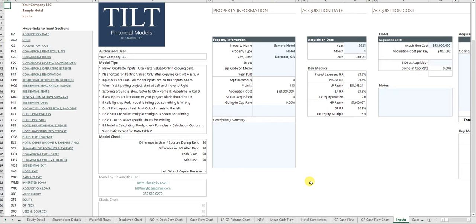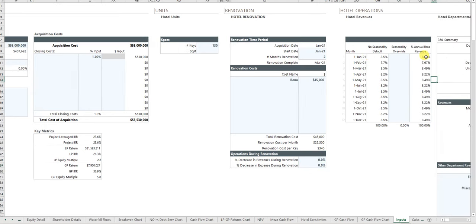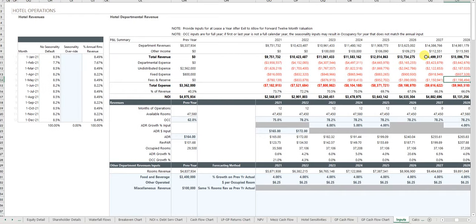All of the inputs are on one page, all of the inputs are categorized, and all of the categories are hyperlinked here in the table of contents for the sheet. And so you can enter in the property information, the year of the acquisition cost, how many keys. If you want a renovation, you can tell the model when the renovation starts, how long it lasts, how much it costs, and you can even tell the model the impact on operations. How much does it decrease your revenues during the renovation period, and how much does it decrease your operating expenses during the renovation period. But once we've done that, we're into inputting the hotel operations.